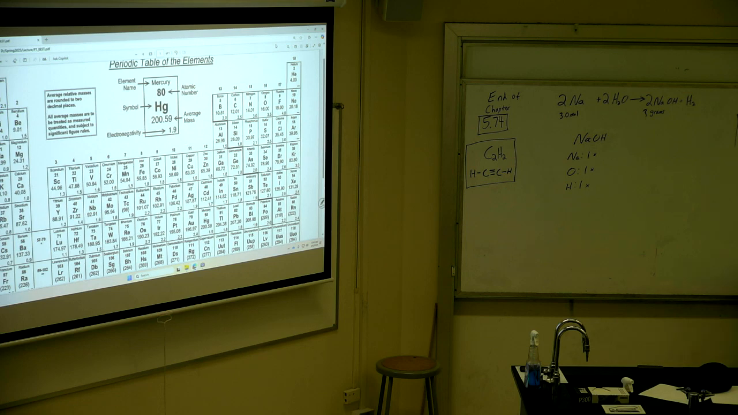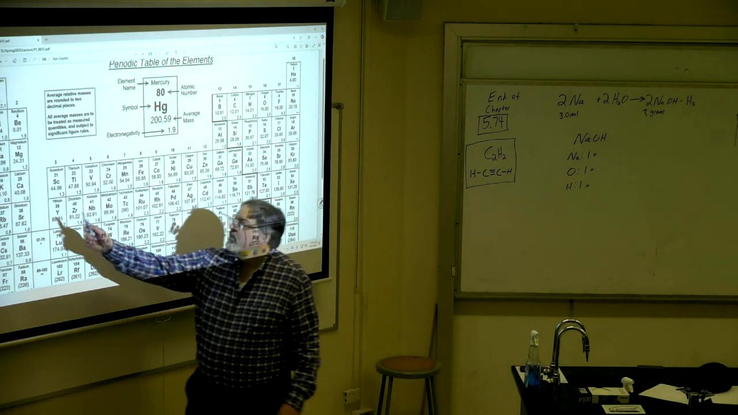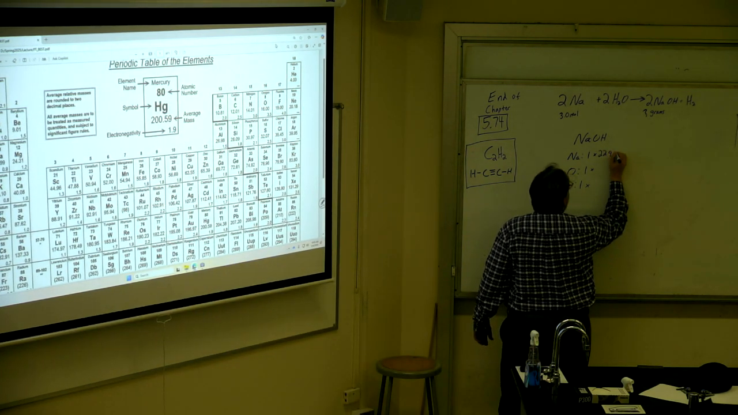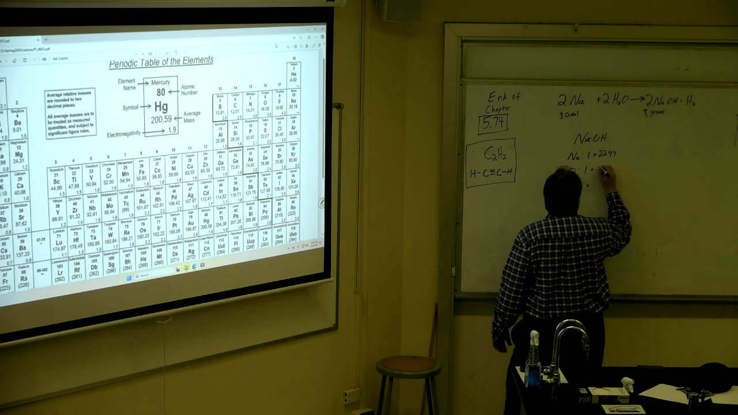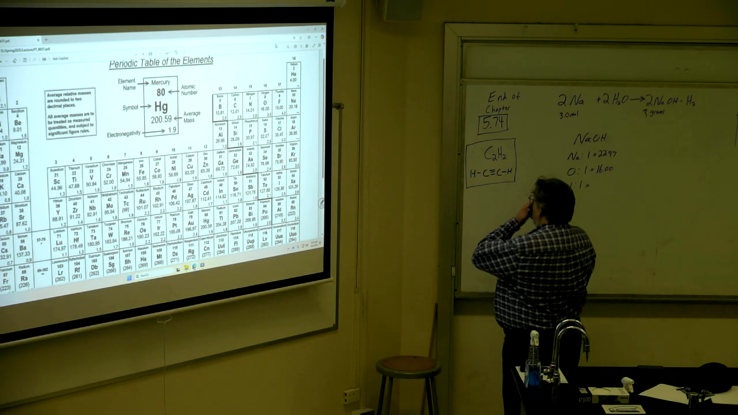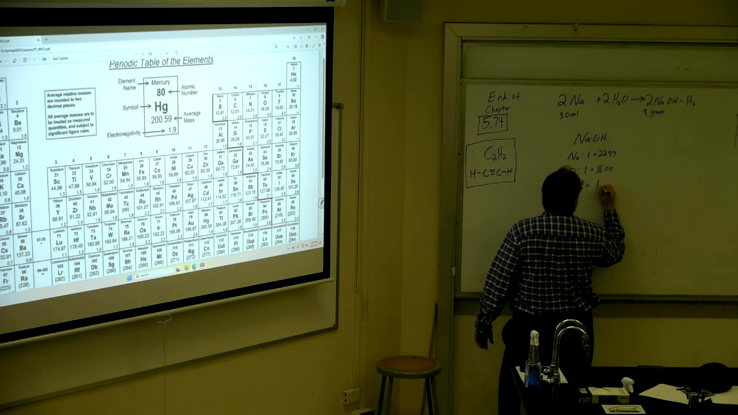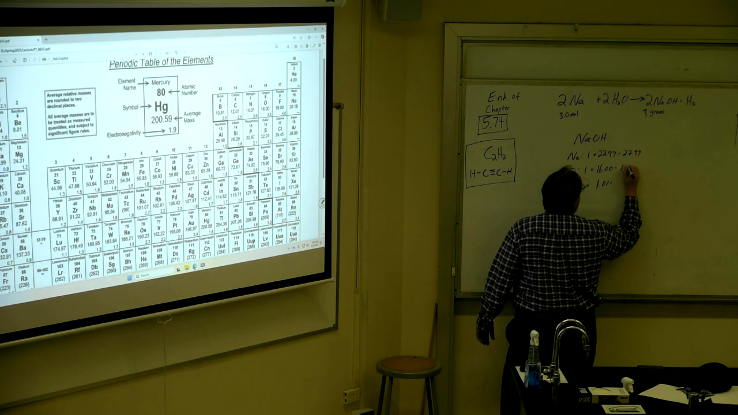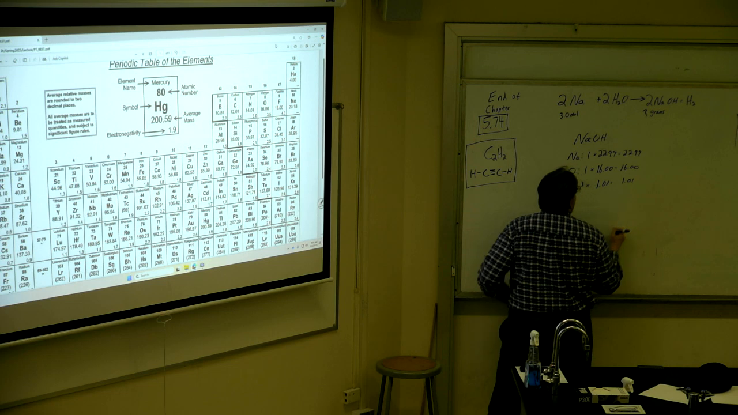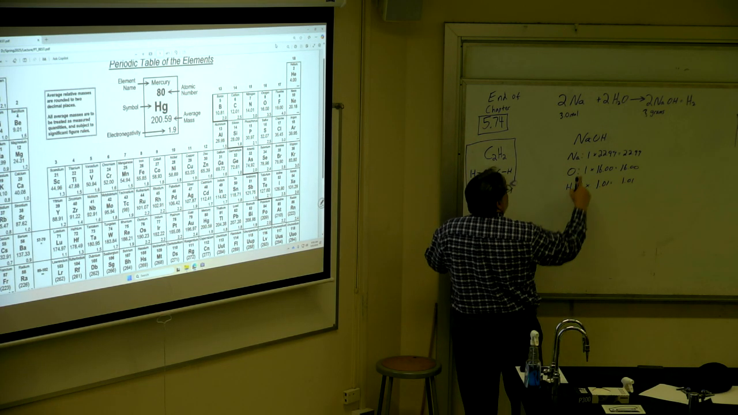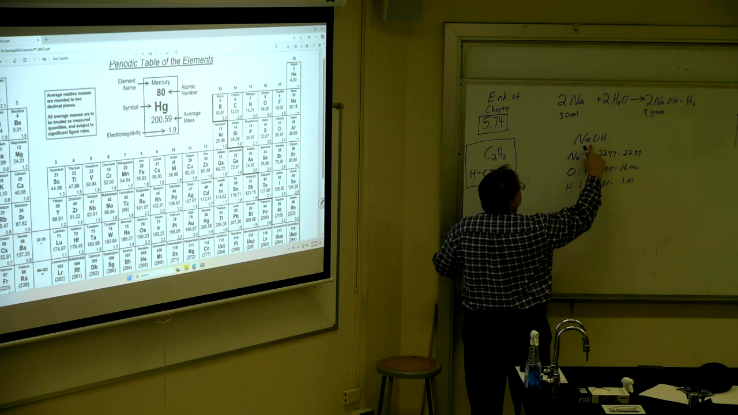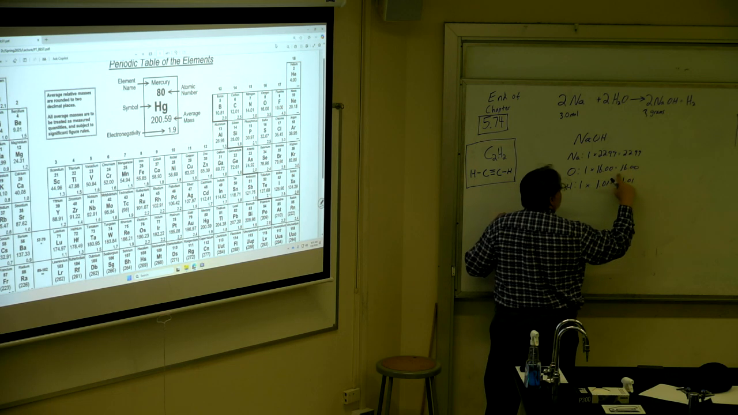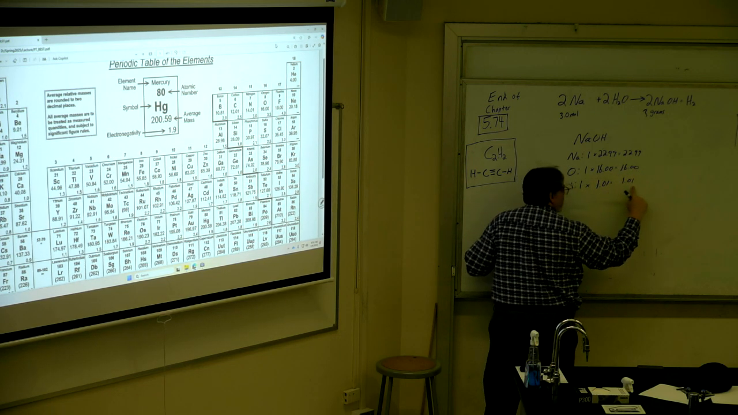You would look at your periodic table, look at sodium, and this number 22.99. Oxygen on there is 16. Hydrogen is 1.01. And of course, these are all times 1. These numbers are going to be exact as well. These are the numbers that go into the formula. So 4 significant figures, 4 significant figures, 4 significant figures, 4 significant figures, 3 significant figures, 3 significant figures.